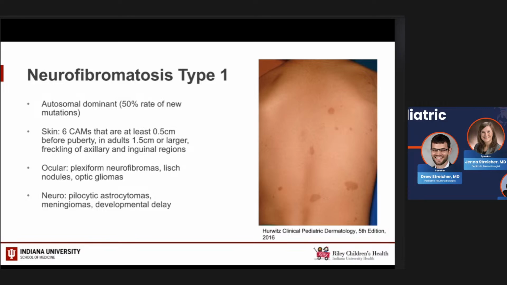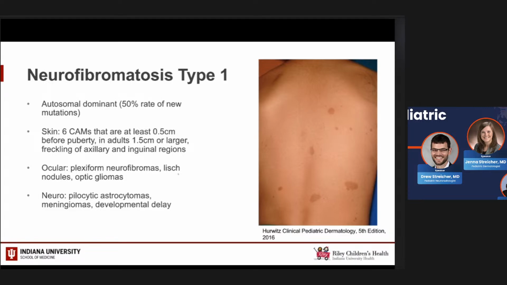And then other things that you can see on the skin, or other concerns from the eye standpoint, they can have plexiform neurofibromas. They have these Lisch nodules. Lisch nodules are where you have some pigmentation. It's actually not a concern. It doesn't cause problems for them, but it can help with diagnosis. And they can have optic gliomas, so we always refer out to ophthalmology as well. And then from a neuro standpoint, they can have pilocytic astrocytomas, meningiomas, and developmental delay.